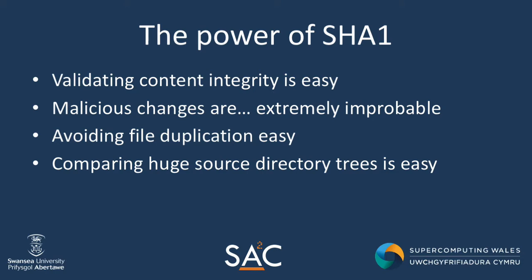Avoiding file duplication, as we've seen, is fairly trivial now. And comparing huge source directory trees, comparing loads of files, it's really simple, because if I want to see if the content of two gigabyte files are the same, I just look at the two hashes, and if it's pointing to the same file, they're the same. If it's not pointing to the same file, they're not the same. I can know instantly by this 40 character number that everything is the same.